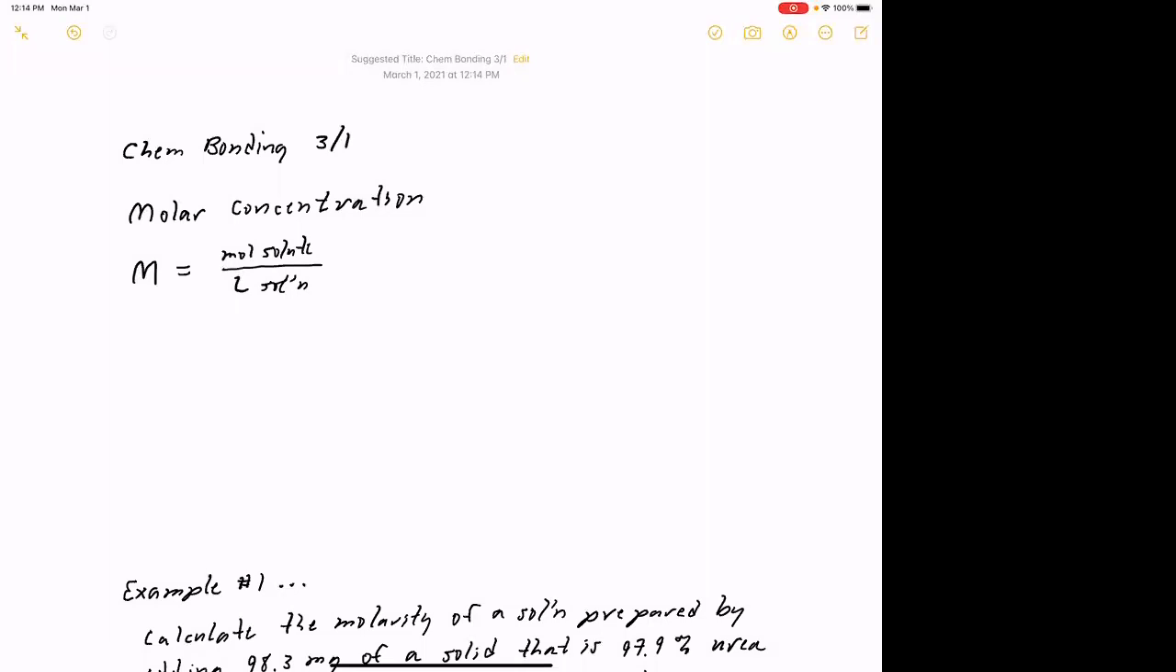So we might do this in a 1 liter volumetric flask. We know now that that has a volume of 1.000 liters, depending upon the precision of the vol flask. That's usually given in the problem.